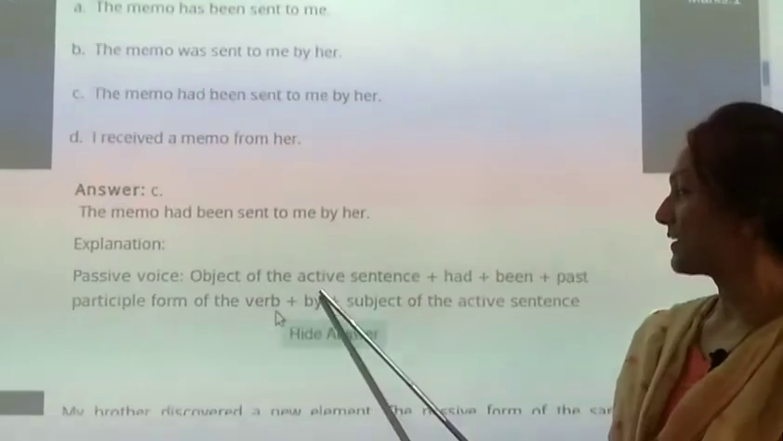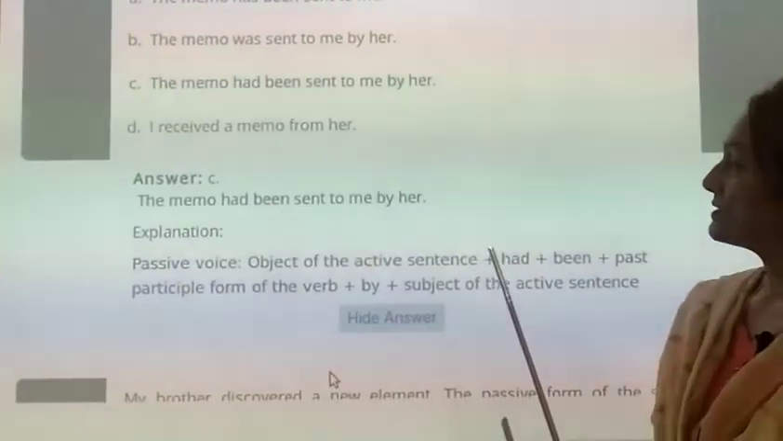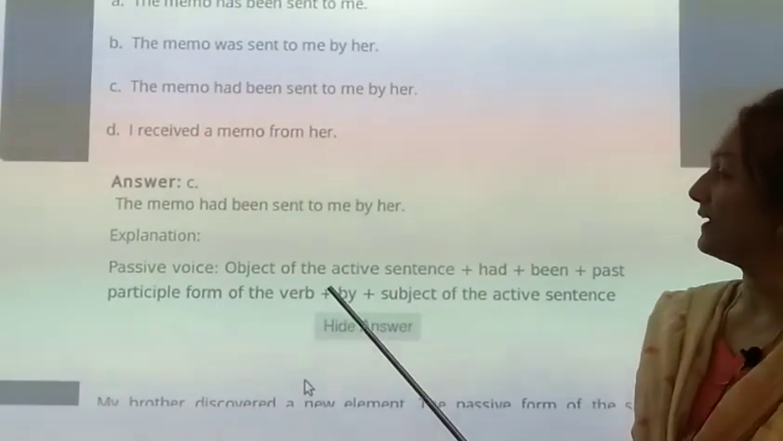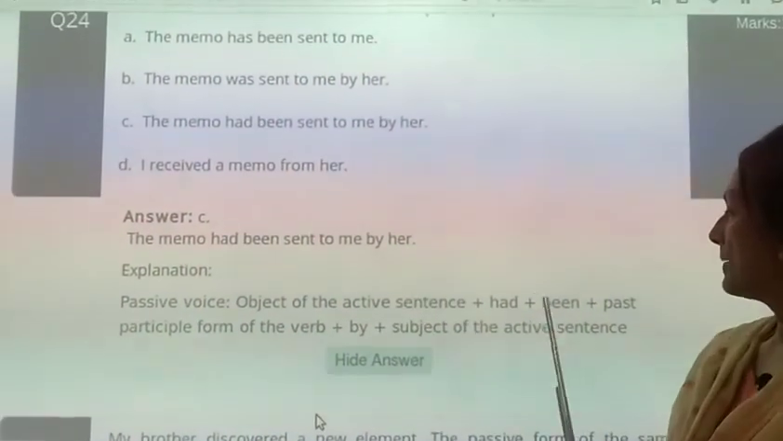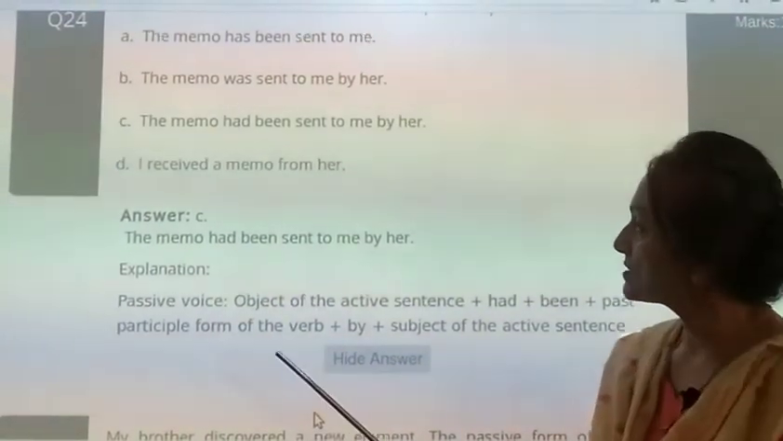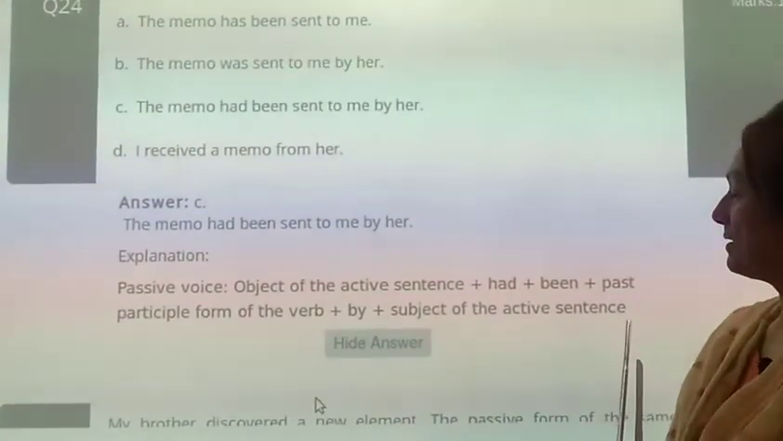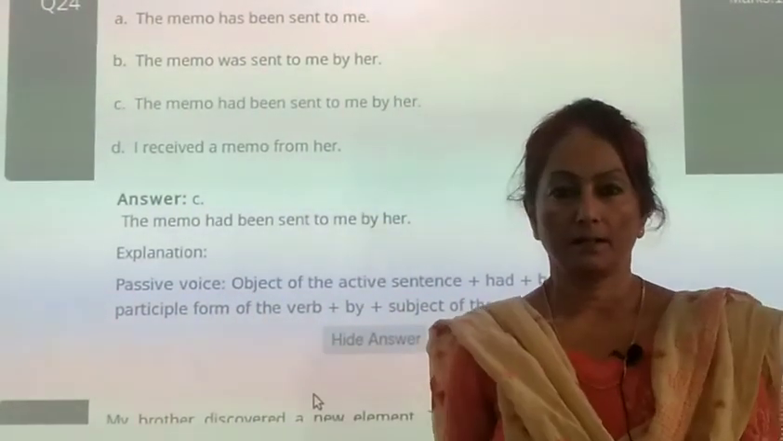Passive voice: object of the active sentence plus had. What is the object of the active sentence? Memo. Had been, so had been. Then past participle, that is sent, plus subject of the active sentence, that is her. Next.